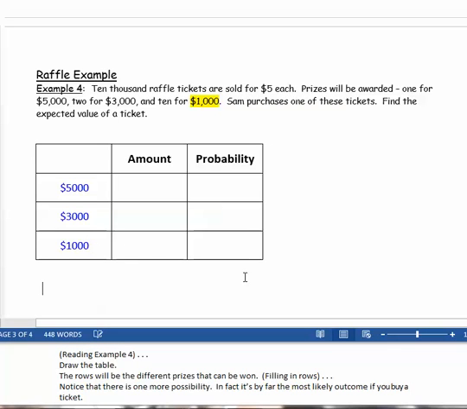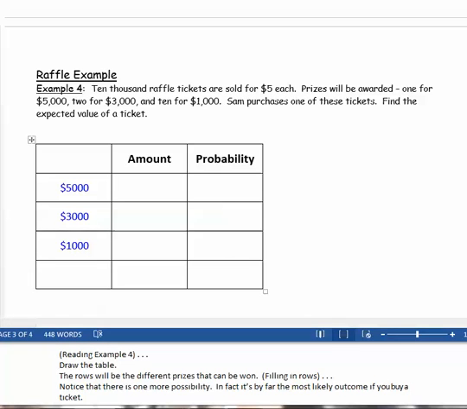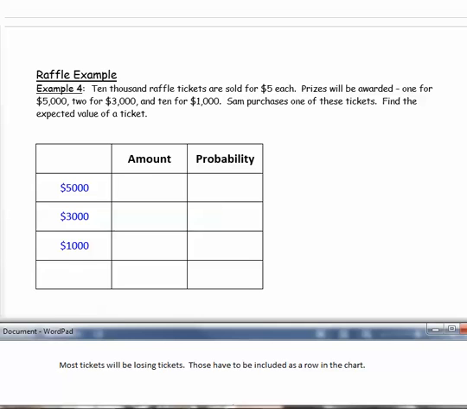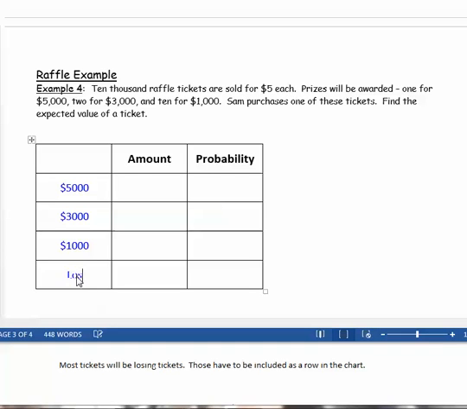But there's actually one more row that we need for this. There's one more possibility. In fact, it's by far the most likely outcome if you buy a ticket. So let's add one more row. Most tickets will be losing tickets. Those have to be included as a row in the chart.